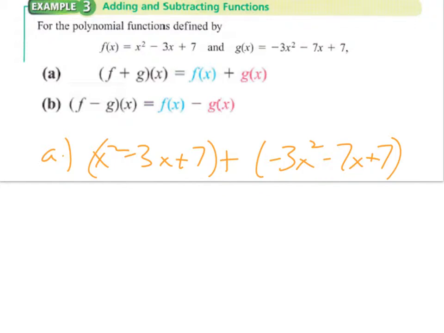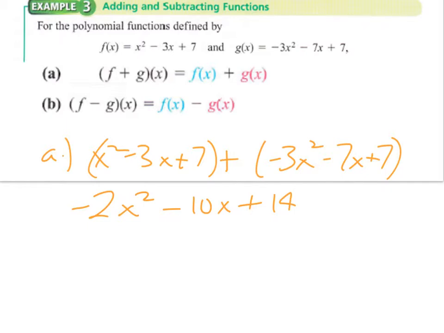So combining my x squareds, I would get negative 2x squared, because I have a 1x squared minus the 3x squared. Subtracting the 3x and the 7x, I get a minus 10x, and then adding the 7's together, I get plus 14. Again, you can do a bit more as far as writing that out if it helps you to get the correct answer, but that's all we're really looking at for this one.